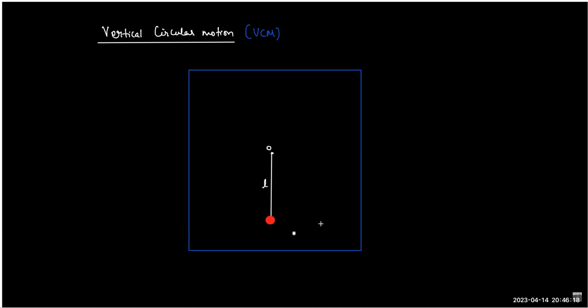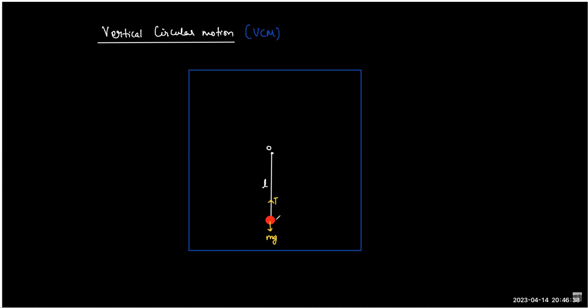Like this. Now, when you do not impart any velocity, if it is at rest, then the tension acting upward will be equal to how much? mg. mg. Very good.